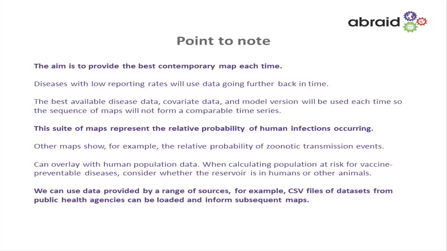A few points to note, some bits of caution, and just to make you aware about exactly what we're providing here. So the most important point to note is that our aim has always been to provide the best possible contemporary map we can at the time that the map is produced. And so that has a few connotations. So start with diseases with a lower reporting rate. We'll have to go back further in time to be able to produce a robust map and have enough data for those. And so they will be less contemporary. We'll always make them as contemporary as we can, and there's a balance that we have to achieve there.